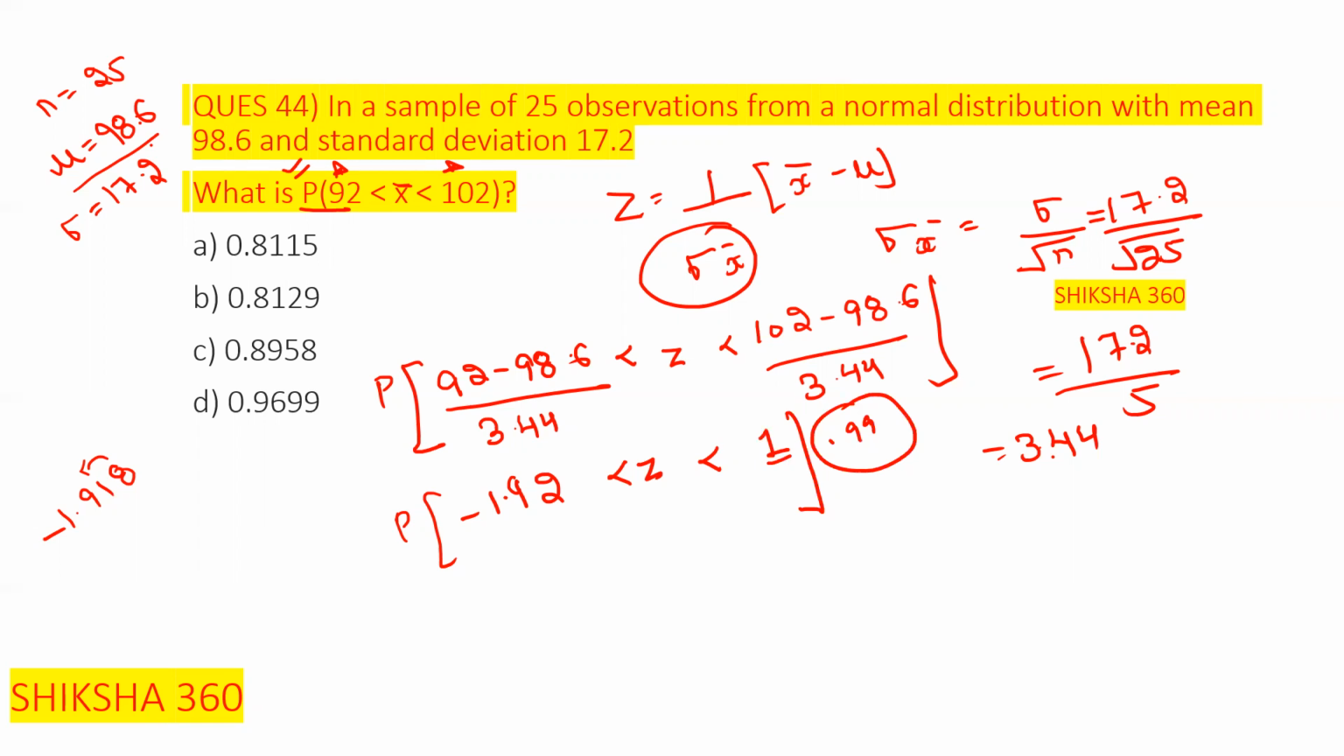Because this is a little bit less than 102, that's why we will take 0.99. So let's write it this way. What is the value at P 1.92? Ignore the minus and take P 1.92. We will get this value from the probability table.